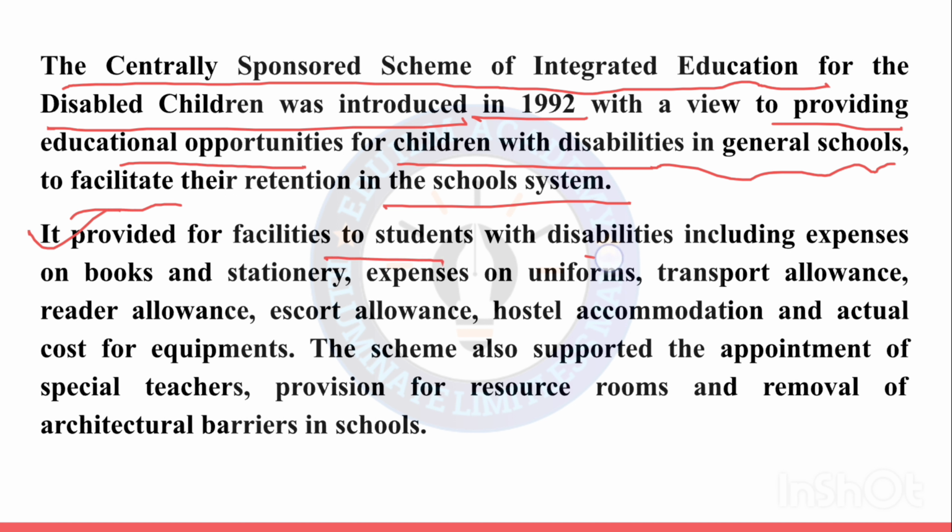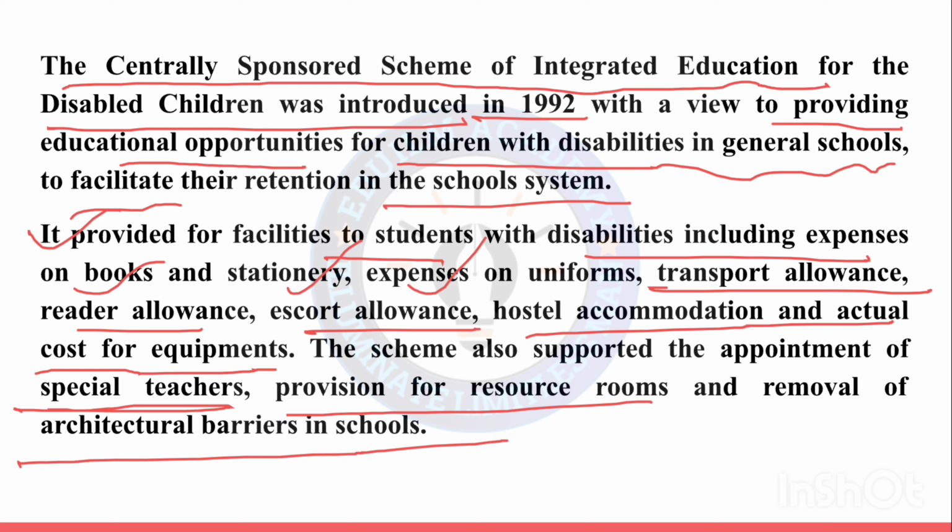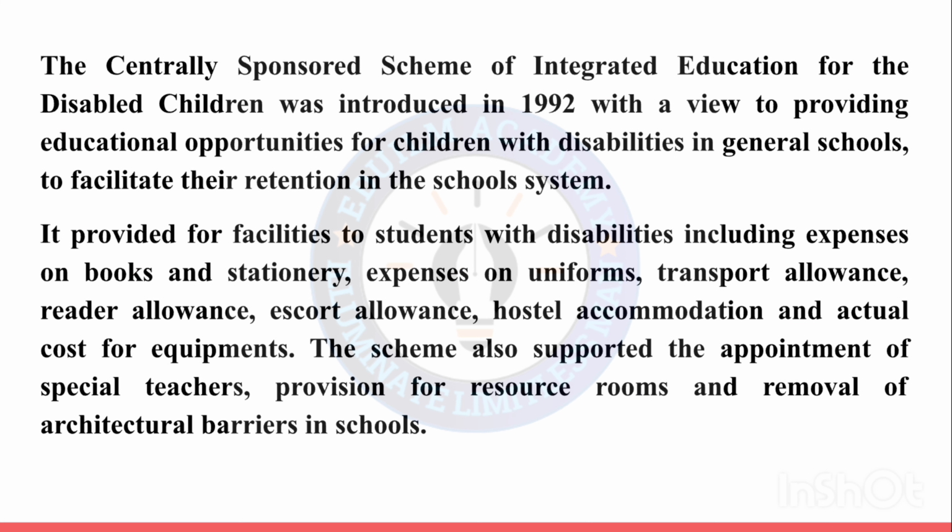This scheme provides facilities to students with disabilities, including expenses on books, stationery, uniform, transport allowance, reader allowance, escort allowance, hostel accommodation, and actual cost for equipment. The scheme also supported the appointment of special teachers, provision for resource rooms, and removal of architectural barriers in schools.